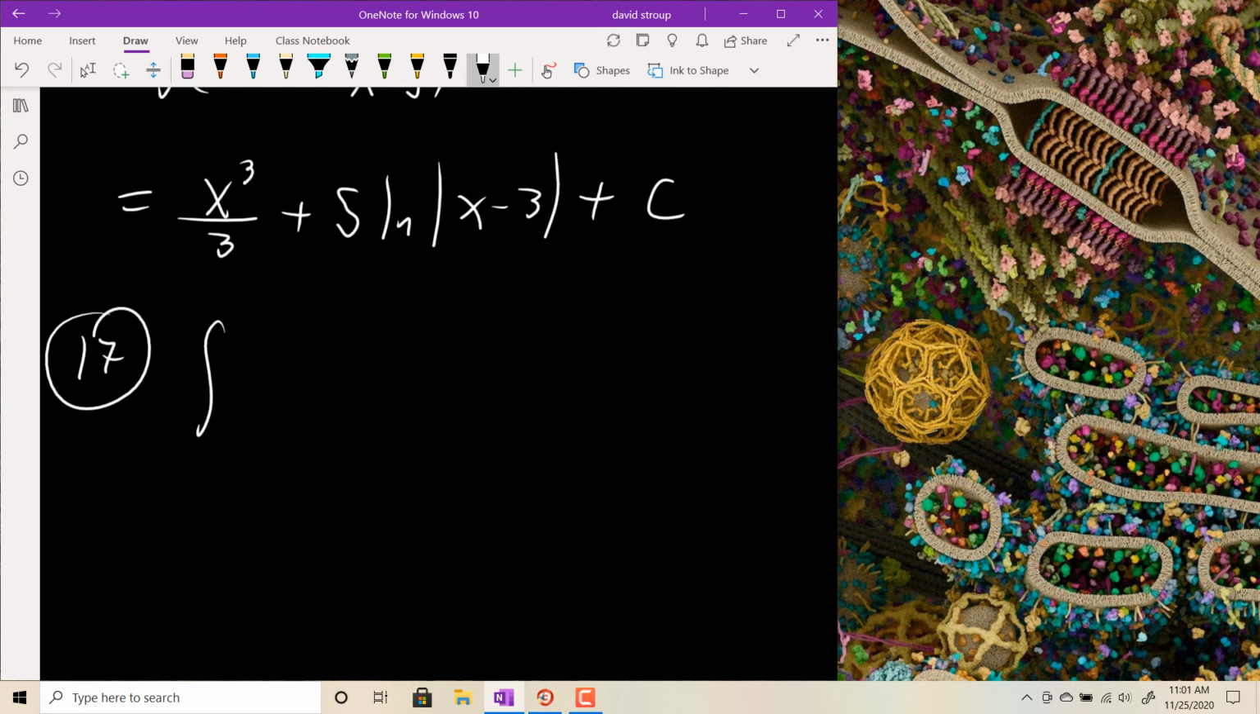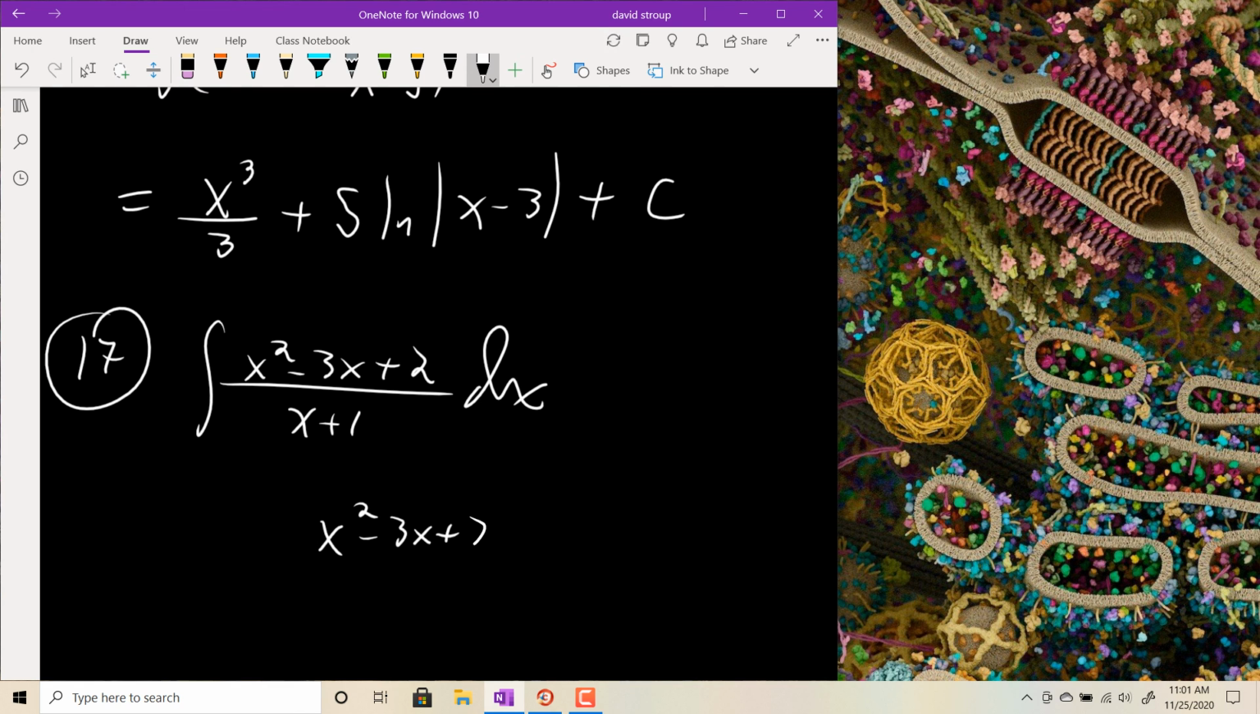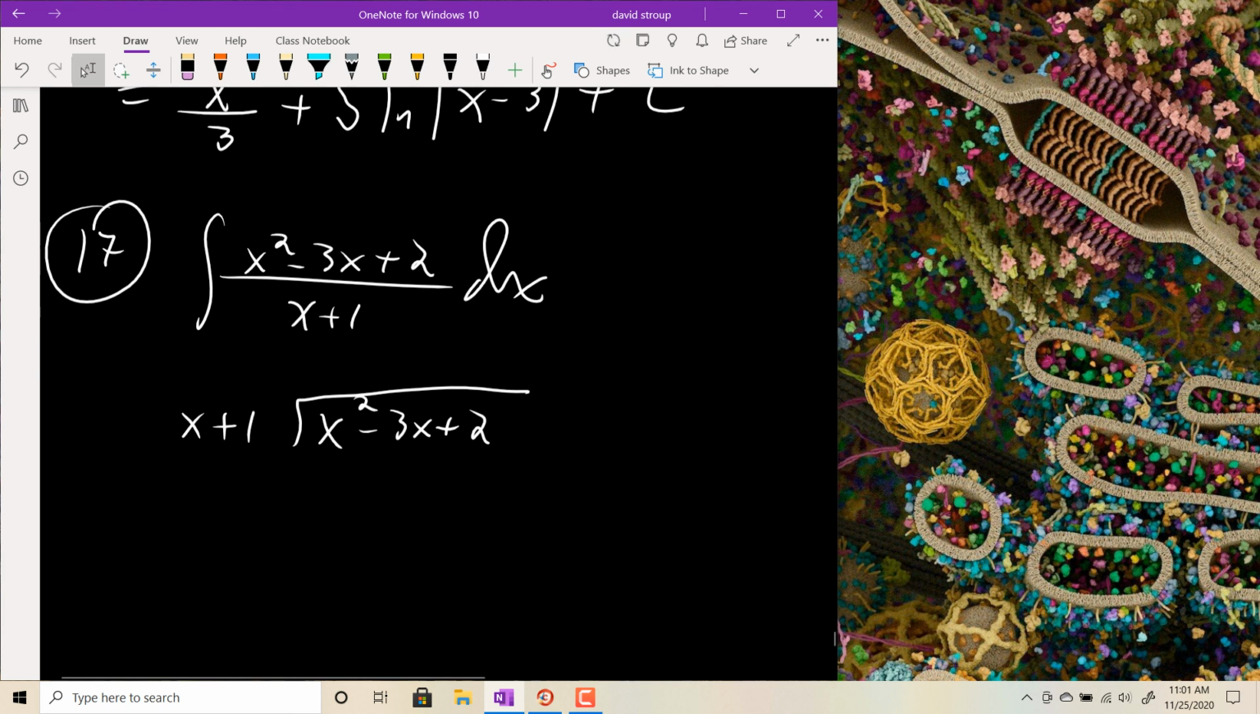So this one is the integral of x squared minus 3x plus 2 all over x plus 1 dx. So x squared minus 3x plus 2 divided by x plus 1. This will be more traditional, probably more like the one I'll put on the test. So x times x is x squared, x times 1 is plus x. So you have to know how to do long division for the test.